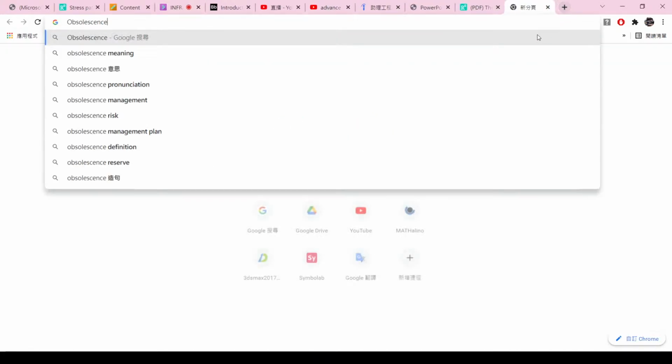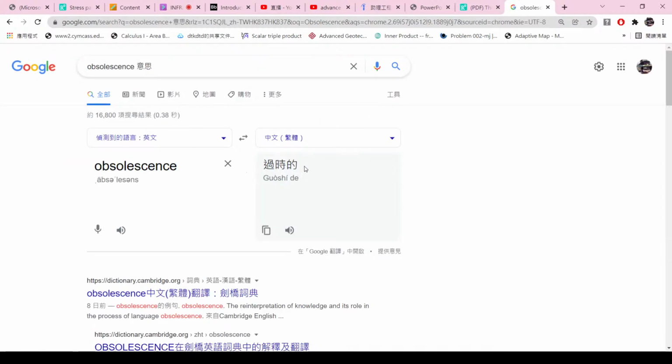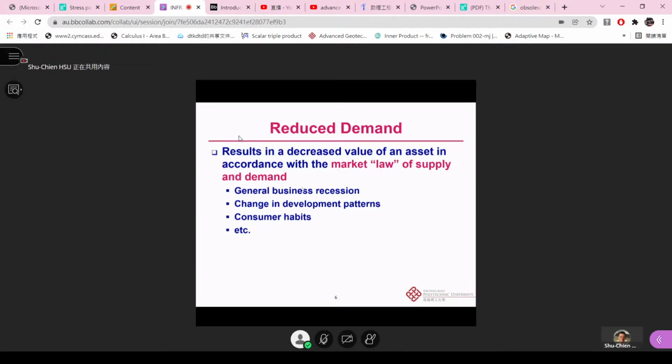All right, and reduced demand is the result of a decreased value of an asset in accordance with the market law of supply and demand. It can be general, like business recession, for example. From your age, your first mobile phone should already be a smartphone, right? I don't know what your first phone is, but in my age, my first phone was a very old-style phone, but it still cost me a lot. It cannot do anything. It just has a black and white, very small screen, and it only can call someone and send text messages.